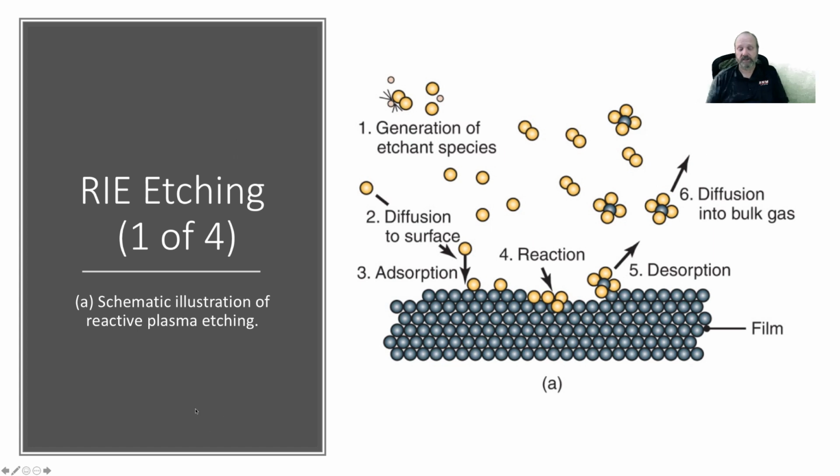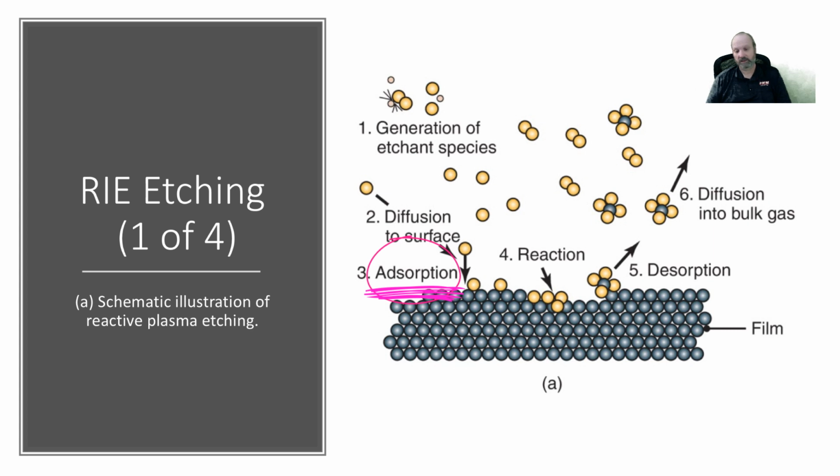Reactive ion etching combines ions with reactive components, so you generate an etchant species that gets to the surface of the wafer through adsorption. That means it sticks to the surface. It doesn't absorb with a B, absorption. Absorption would mean it goes into the wafer itself. Adsorption means that the material that's doing the reacting is sitting on the surface.